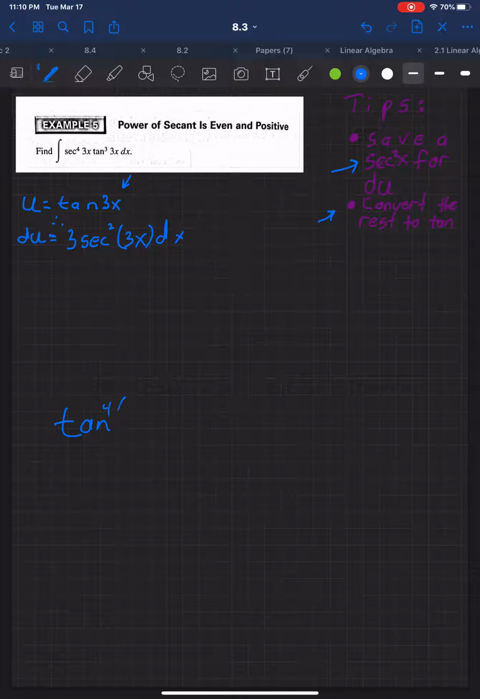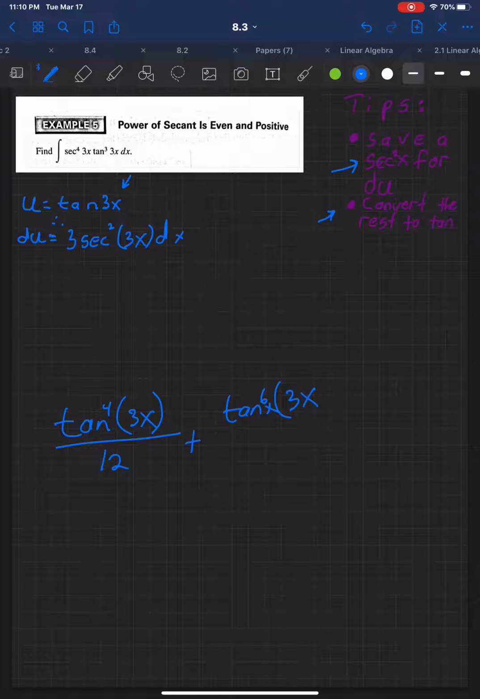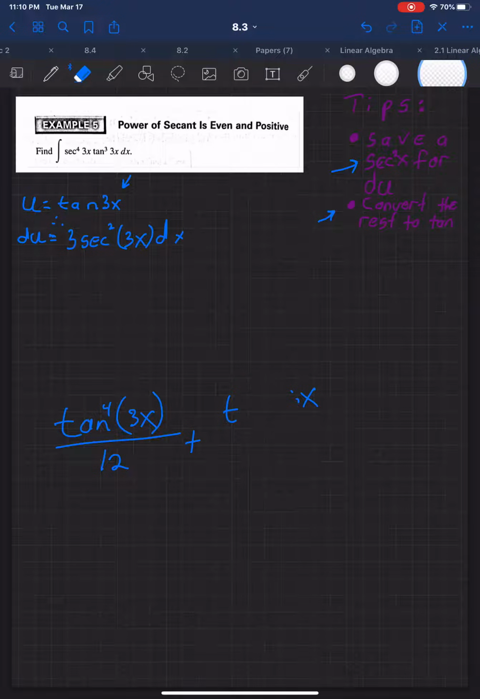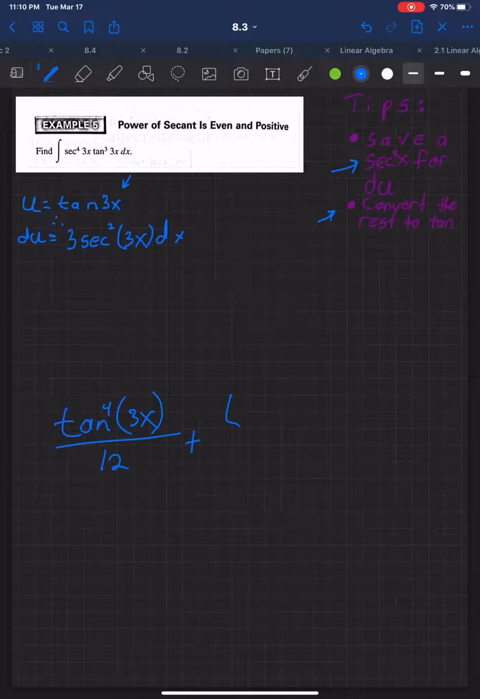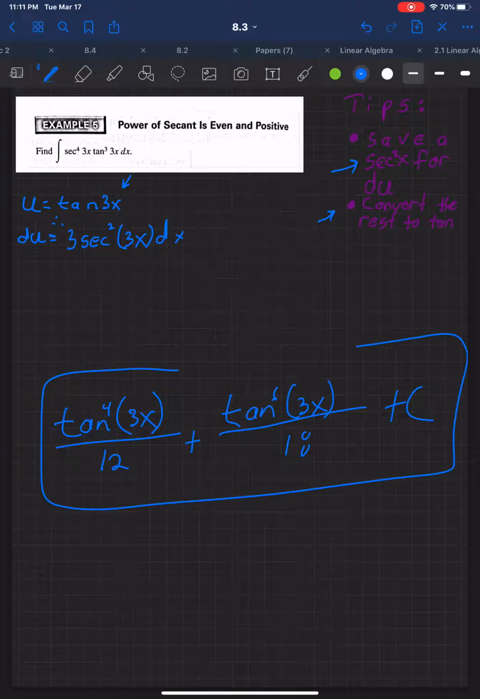to the 4th 3x over 12 plus tan to the 6th. I keep forgetting my x's. My apologies. Actually, no, I didn't forget my x's. I'm losing my mind here. So it's tan to the 6th 3x over 18 plus c. You should try to see if you can produce that on your own time.